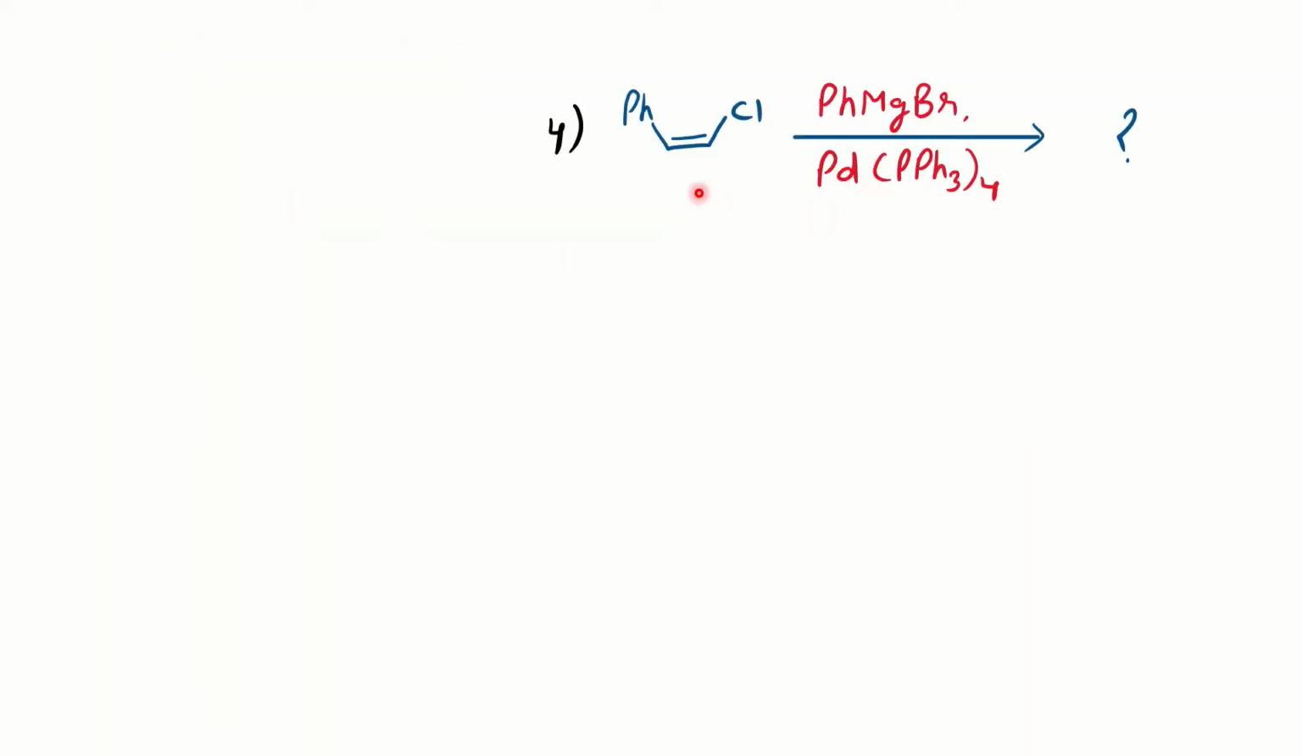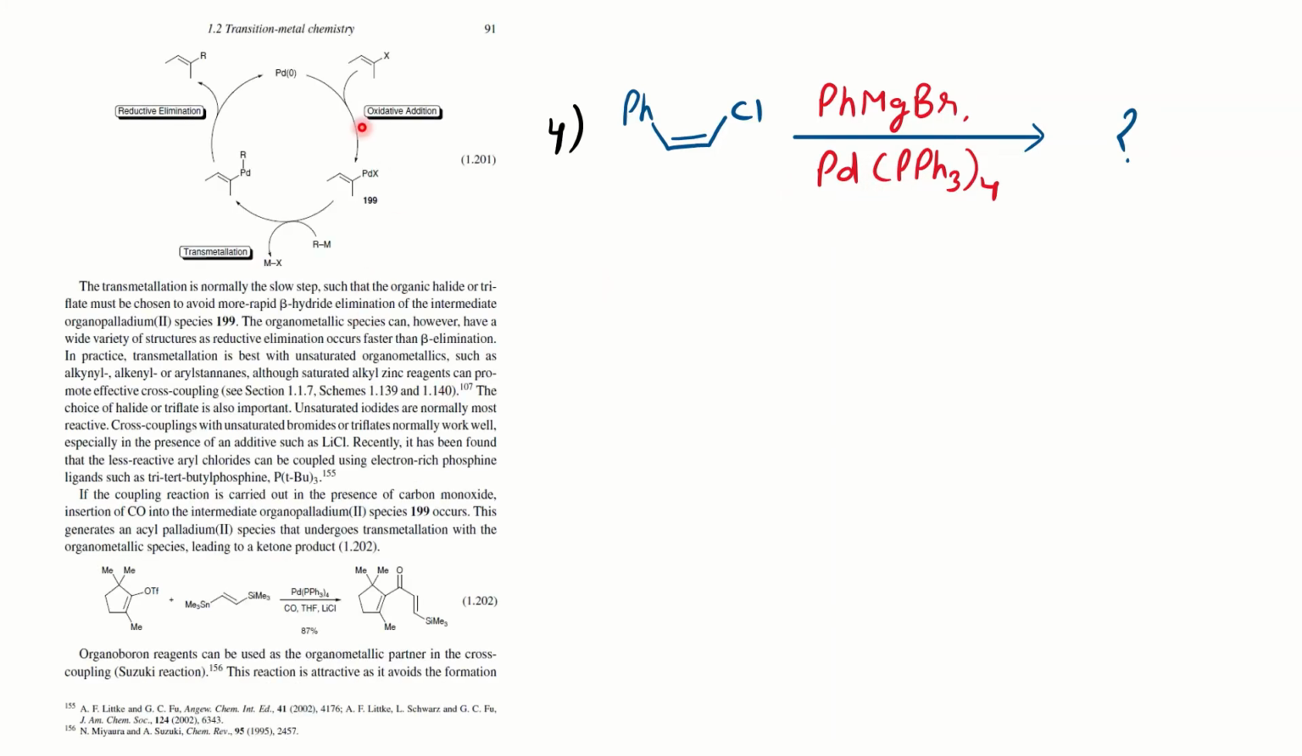The next question from the CSIR exam was again based on an organometallic reagent. This is the Grignard reagent, in the presence of a palladium catalyst, so organopalladium chemistry is involved here. And we know this is given here in the same book. First, oxidative addition will take place. So basically the reactant is an alkene having the electron releasing group here.